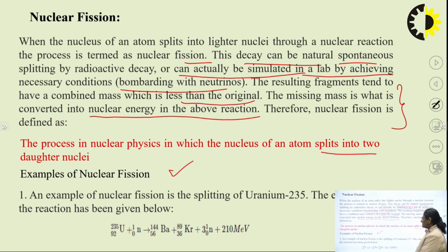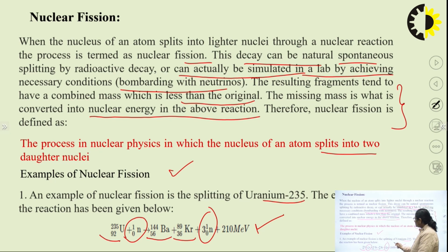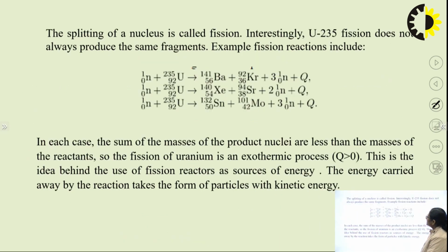An example of nuclear fission is the splitting of uranium-235. The equation of the reaction can very well be written over here. It is fission of uranium-235 by bombardment of one neutron, and you can see the daughter nuclei so formed, the barium and the krypton, and in this process 3 neutrons are also released, and the process releases an energy equivalent to 210 MeV. The splitting of the nucleus is called the fission.